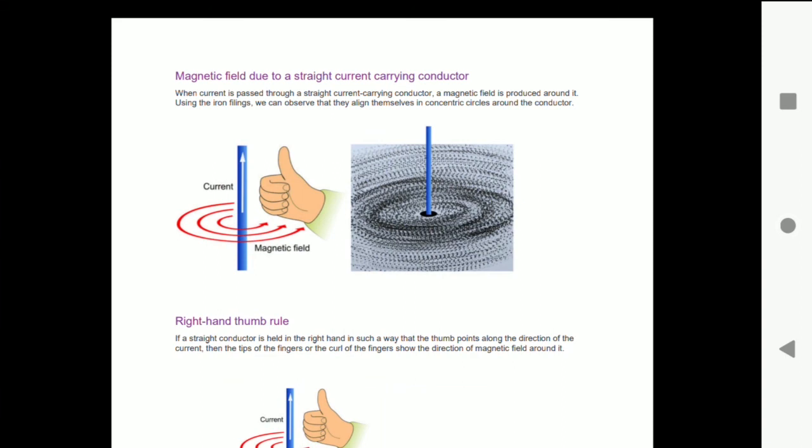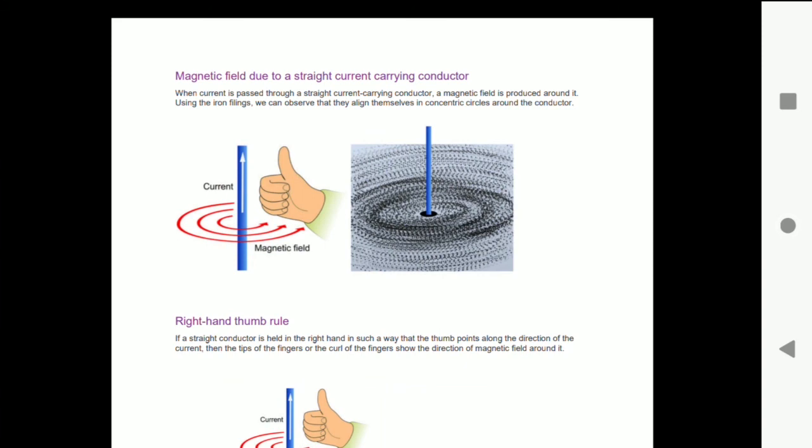Now we will see the magnetic field patterns produced by, first, a straight conductor carrying current, second, a circular loop carrying current, and third, a solenoid. Three different cases are there. We'll see one by one.